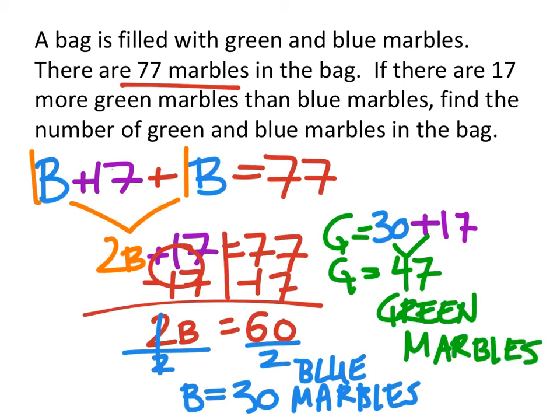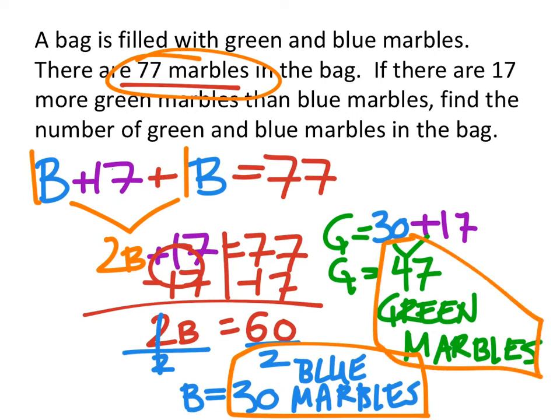But 47 green marbles and 30 blue marbles. Again, the last thing I would do just to check, I mean, 47 is definitely 17 more than 30. That's a pretty easy calculation. But remember, it said in the beginning there's 77 marbles in the bag. If you take 30 blue marbles and add 47 green marbles, it is 77. So 2 parts, 2 answers. There we go.